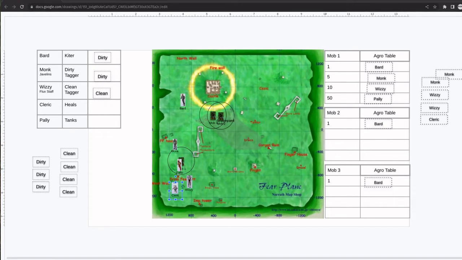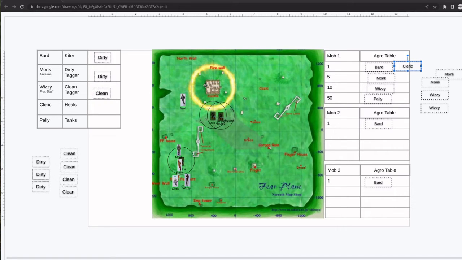The wizard's casting, he's beating him up. The monk comes down to DPS the mob, and the cleric is healing the Pally, which actually would put the cleric on the aggro table of mob 1 as well. They drop the mob. The Wizzy evacs everyone out, and then the bard runs out through the firewall, or through the castle there, and he zones out. Mission accomplished. They got the mob.